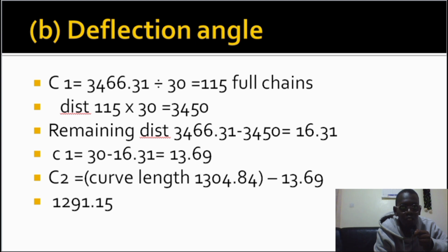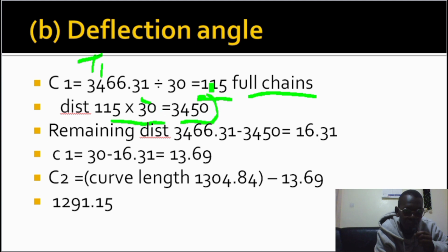Then go direct to the deflection angles, the calculation of the deflection angles. So we first start by calculating C1. This is the chord 1, C1. Some places they use the M, but in my case, I use the C1. I'll get my C1 from T1. So I'll find the full chains that will have occurred before reaching T1 by dividing by 30. And I'll have gotten 115 full chains.